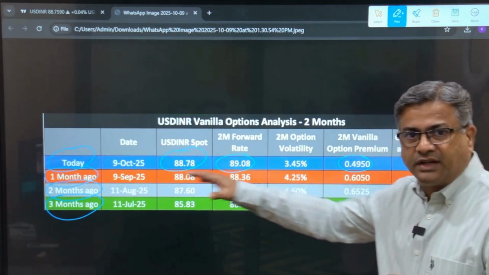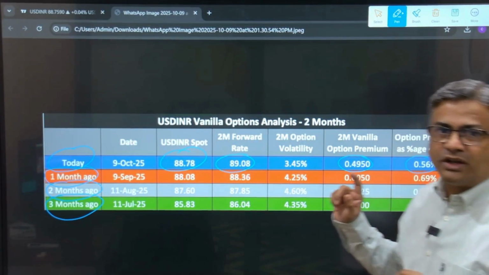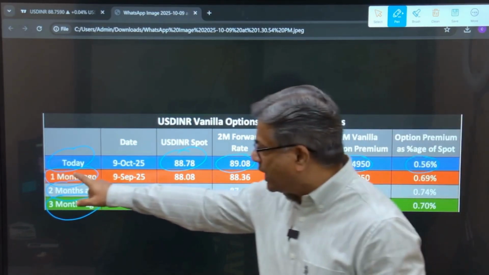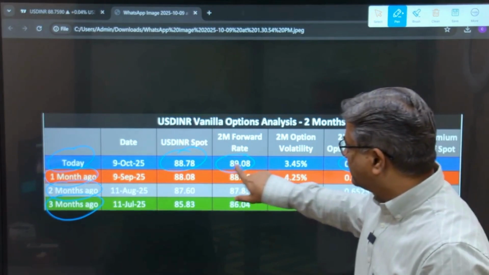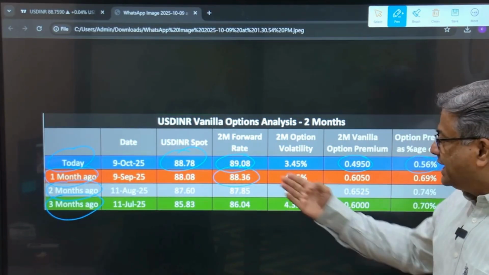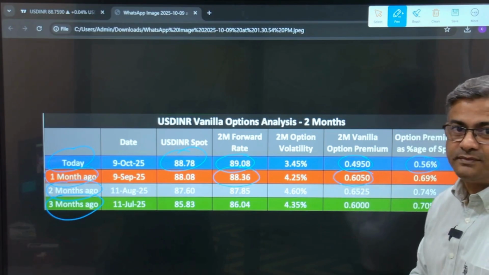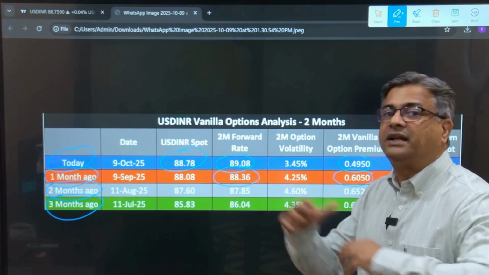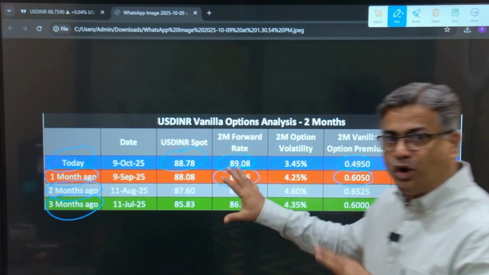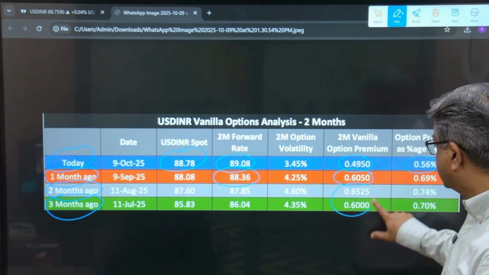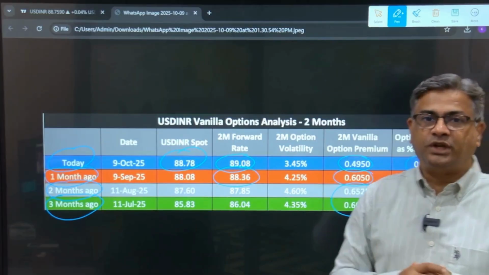So we just figured out that for 2 months, the option cost is around 49 to 50 paisa. Now, if I look at 1 month ago, at that time the spot was around 88.08. The 2-month forward rate was around 88.36. And if I took a 2-month option, then the cost was 60 paisa. Now it is around 49-50. That time it was 60 paisa. And similarly, if I look at 2 months and 3 months ago, the cost of the options was between 60 to 65 paisa. And that is the catch, that is the value that you need to look at.